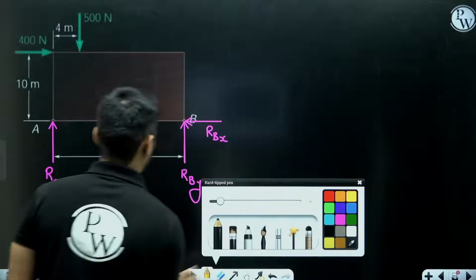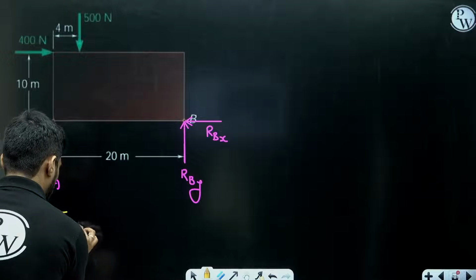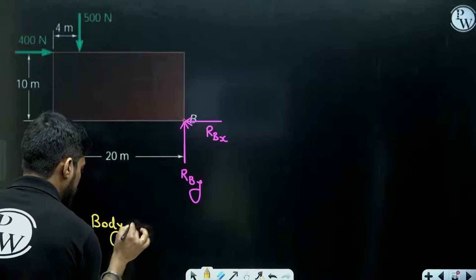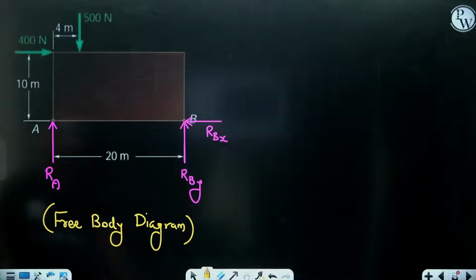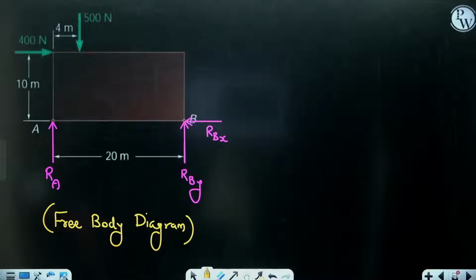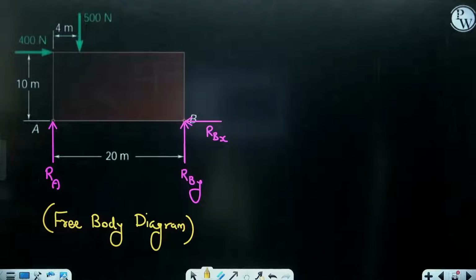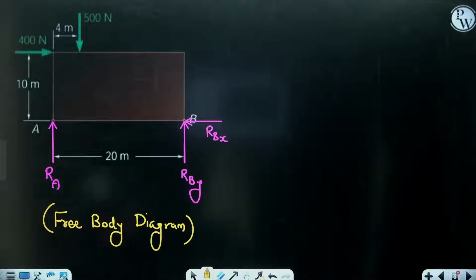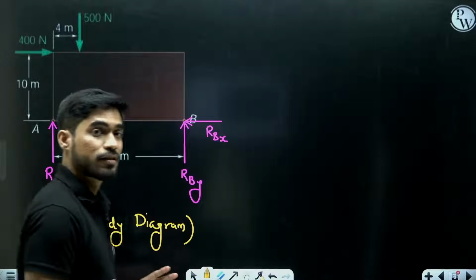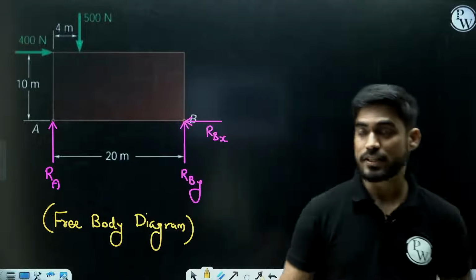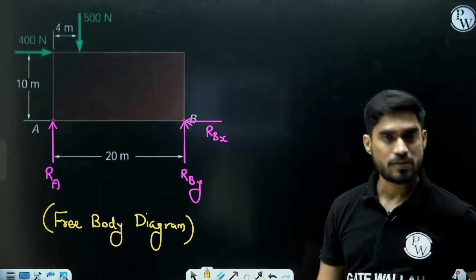This is the free body diagram, also known as FBD. So we have isolated the body from all the other bodies. Now how many unknowns do you see here? You see three unknowns: RA, RBX and RBY. And how many equilibrium equations do you have? You have three equilibrium equations. You can use all these three equilibrium equations and you can find these unknown forces.